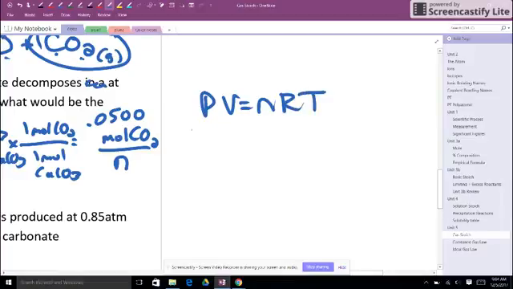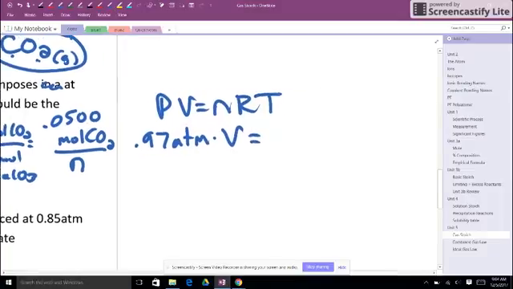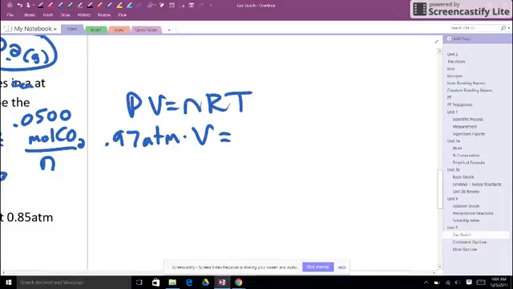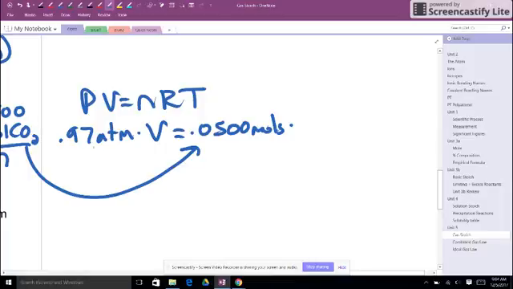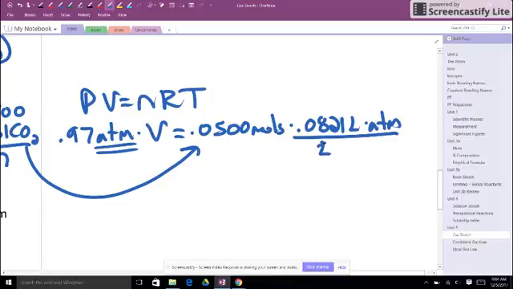So for this problem, it said we had 0.97 atms of pressure. We're looking for volume this time. We're trying to find the size of that container that would cause this pressure. We have N now. We can plug in that 0.0500 moles. Now this time we need to be careful with our R value. We need to make sure it matches this pressure value. So since we're in ATM here, we're going to use 0.0821 because that is the R value that has ATM in it over moles Kelvin.